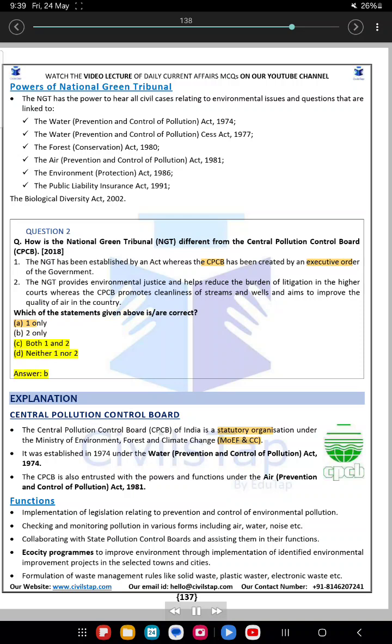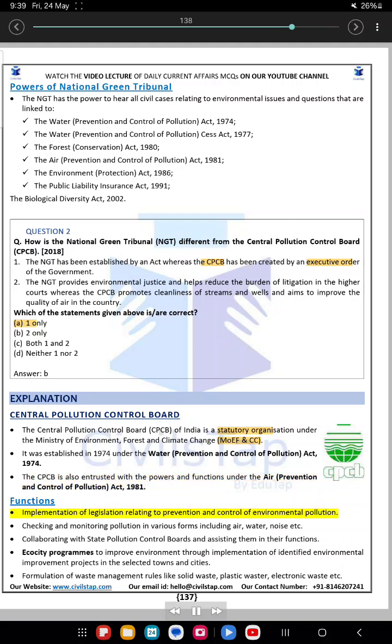Answer: B. Explanation. Central Pollution Control Board. The Central Pollution Control Board, CPCB, of India is a statutory organization under the Ministry of Environment, Forest and Climate Change, MoEF&CC. It was established in 1974 under the Water (Prevention and Control of Pollution) Act, 1974. The CPCB is also entrusted with the powers and functions under the Air (Prevention and Control of Pollution) Act, 1981.